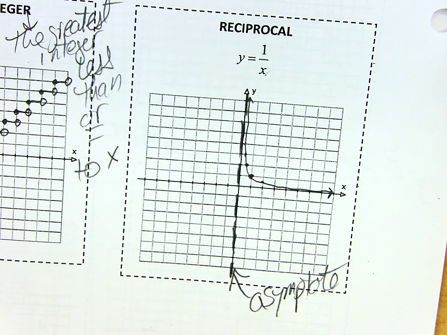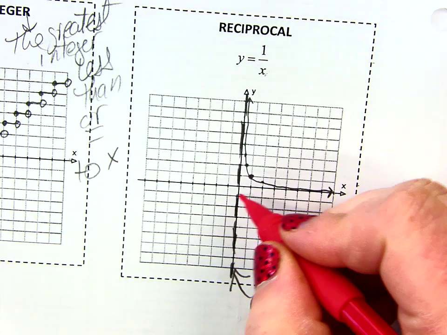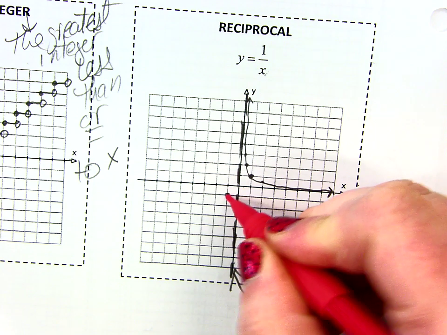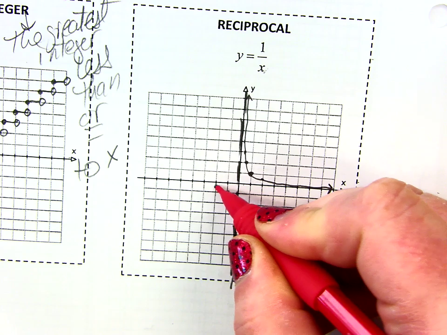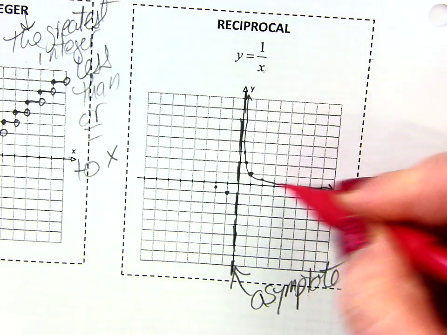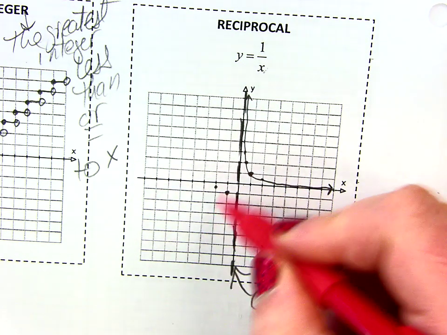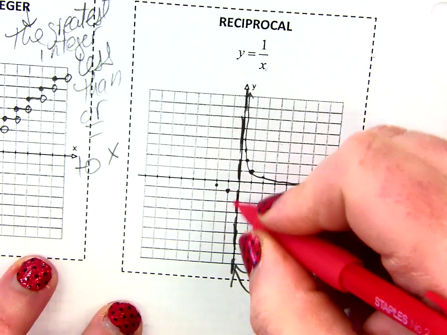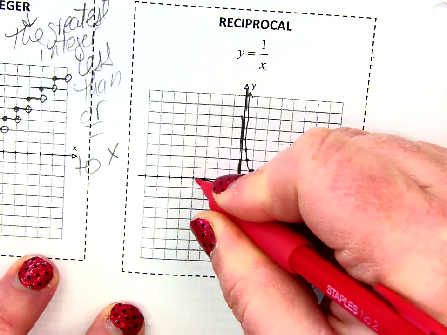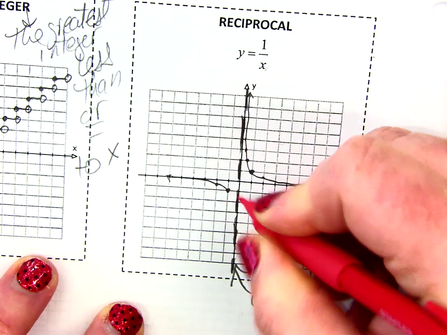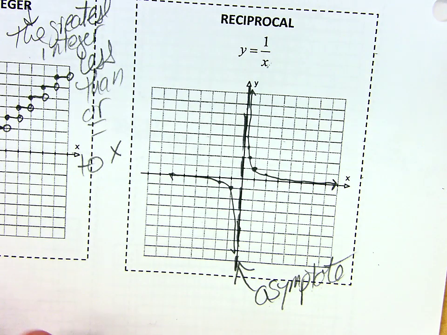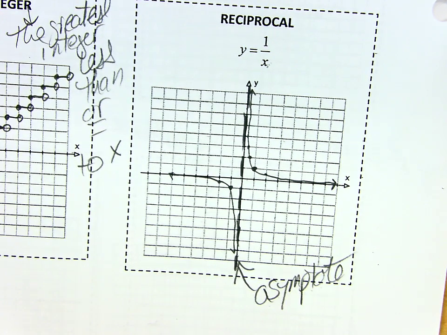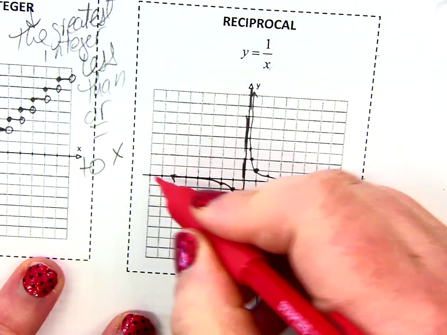What happens when I plug in -1? -1, yeah. So basically, the whole same thing happens. If I plug in -2, I get -1/2. So I'm going to have the same exact thing that happened here happening over here. It's just I'm down in the 3rd quadrant. So the graph again is going to get infinitely close over here and infinitely close over here. So guess what? I have another asymptote. The x-axis is another asymptote. My graph is never going to get there.